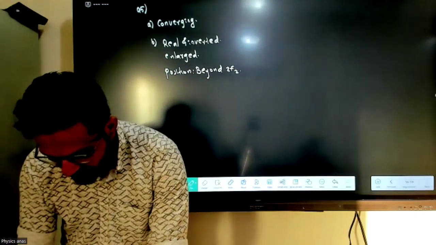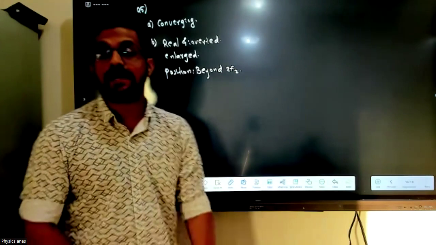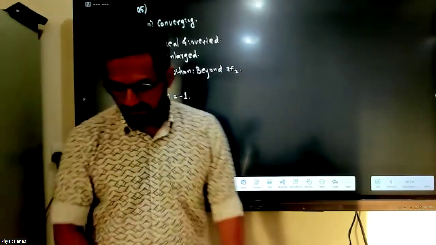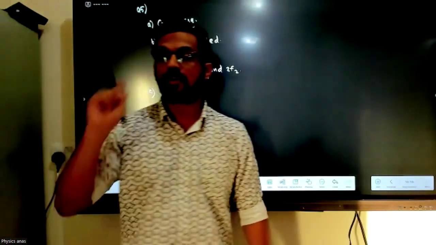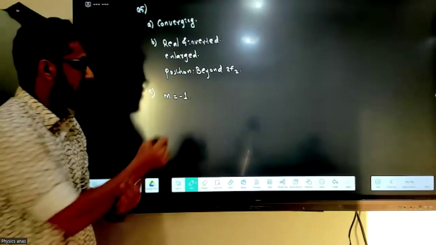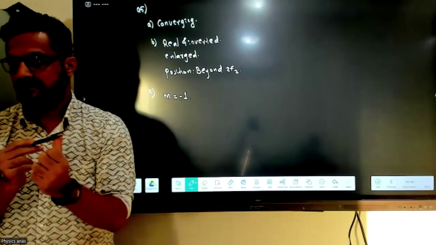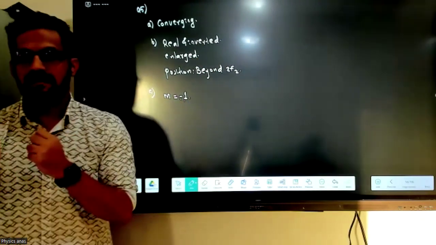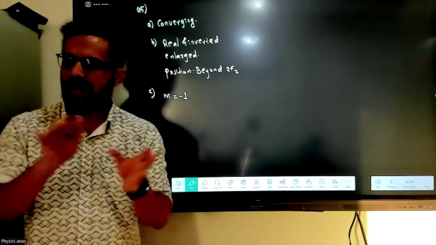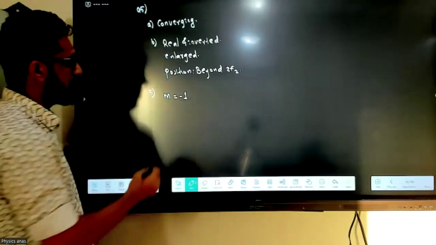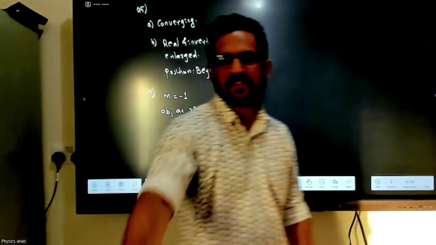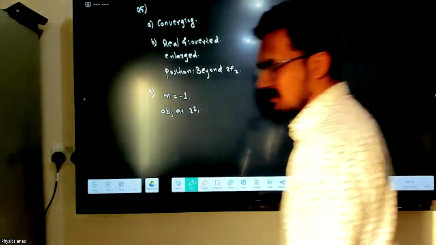Now, at which position of the object will the magnification be -1? Negative means it is real, and 1 means the same size as the object. So where do you have to place the object? At C, or at 2f1. So the object will be at 2f1. This question is very simple, right?